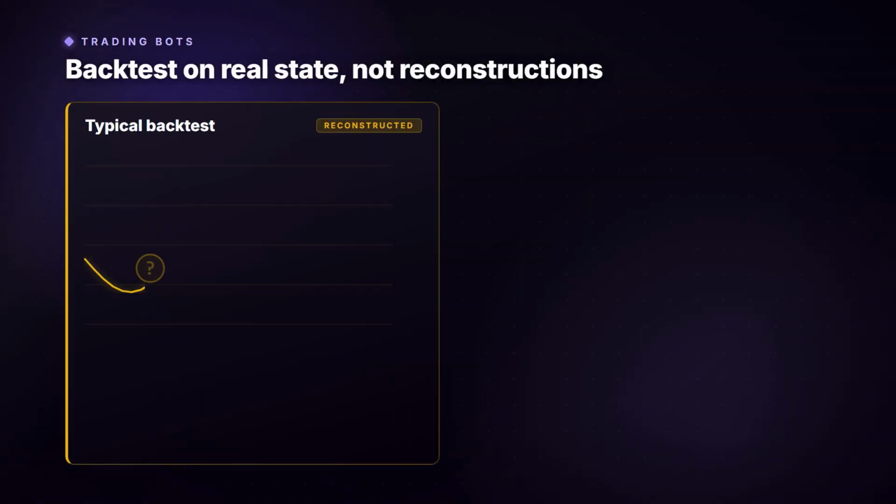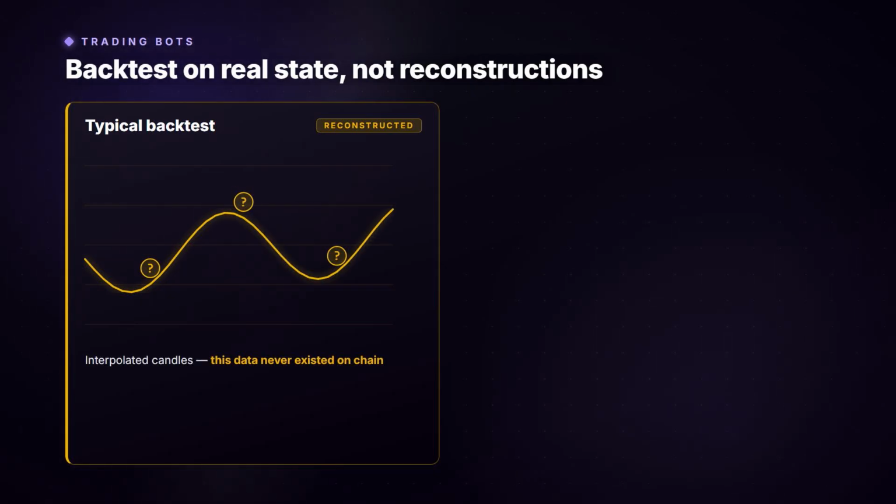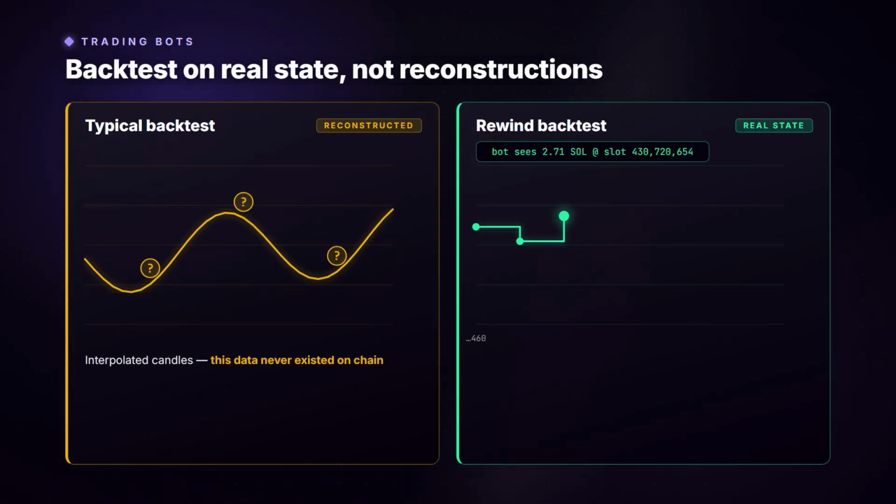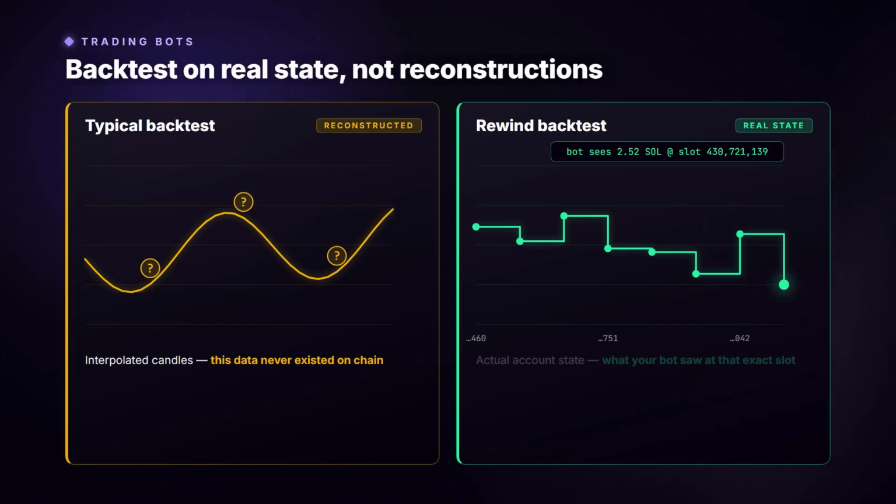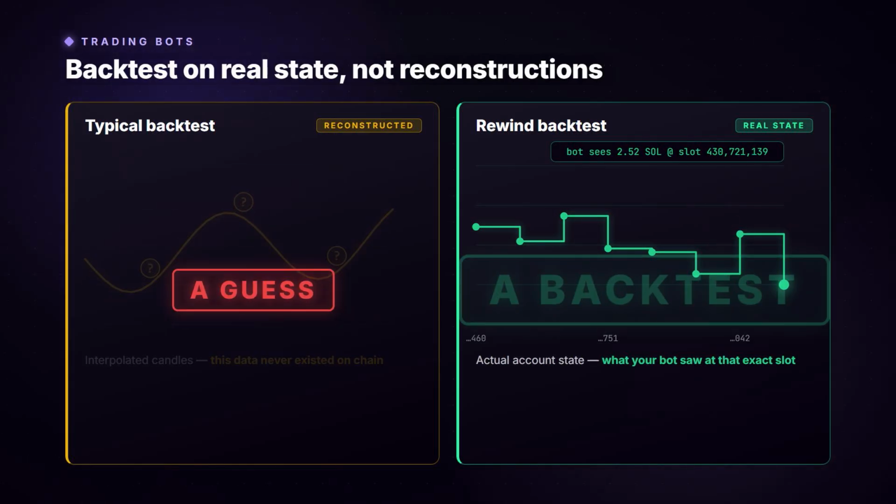Okay, so who actually needs this? Now, if you're building trading bots, you know the pain. Most backtests that we are doing are against reconstructed data that never really existed. With Rewind, you can test against the actual account state that your bot would have seen at that exact slot. That's the difference between backtesting and a guess. And it works also backwards, as I said. For example, take a real arbitrage transaction, diff the accounts around it and get the true profit straight from the chain state. And that's exactly what we're going to do in a minute.